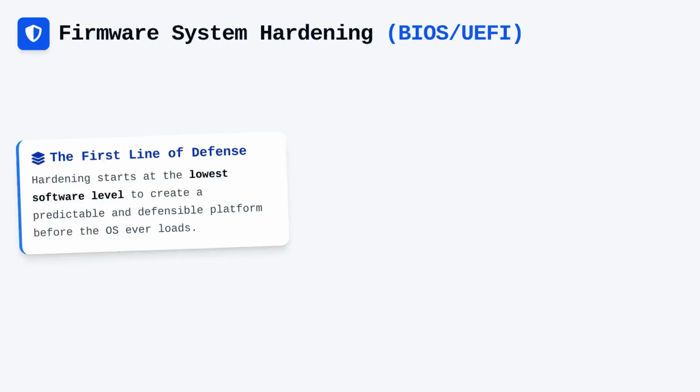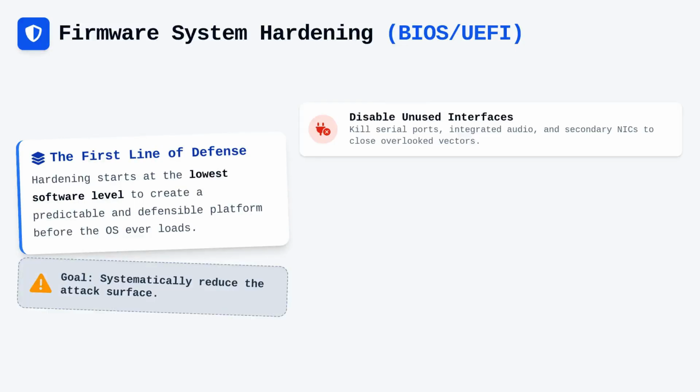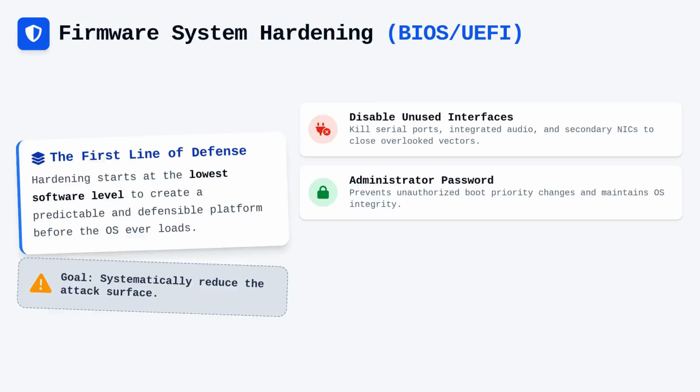Hardening the system begins at the lowest level of software, specifically within the BIOS or EFI environment, where we systematically reduce the attack surface. You should start by disabling all unused interfaces, such as serial ports, integrated audio, or secondary network controllers, as these are often overlooked vectors for initial access. Implementing a strong administrator password at the firmware level prevents unauthorized changes to boot priorities, which is critical for maintaining the integrity of the operating system boot process.